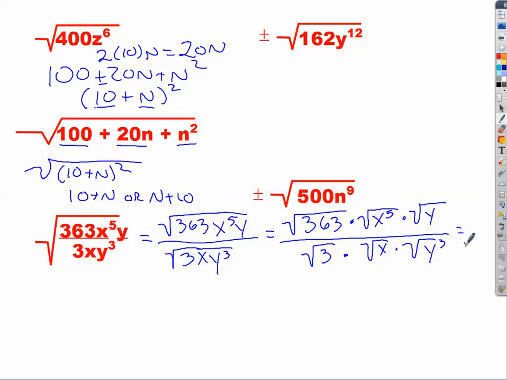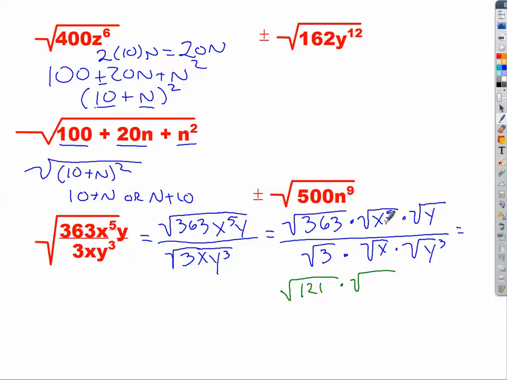Here's a little hint. If you have a square root of 3 over the square root of 363, there's a good bet that 3 goes into 363. How many times does 3 go into 363? 121 times. Oh my goodness, 121 is a perfect square. So we have the square root of 121 times the square root.